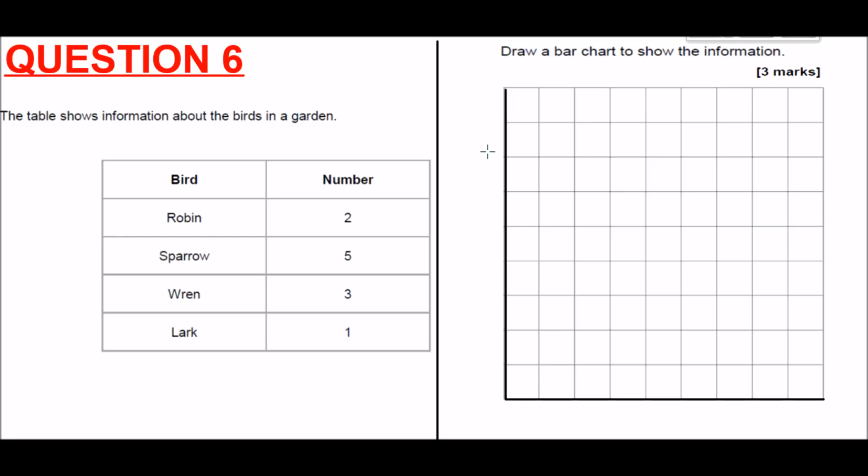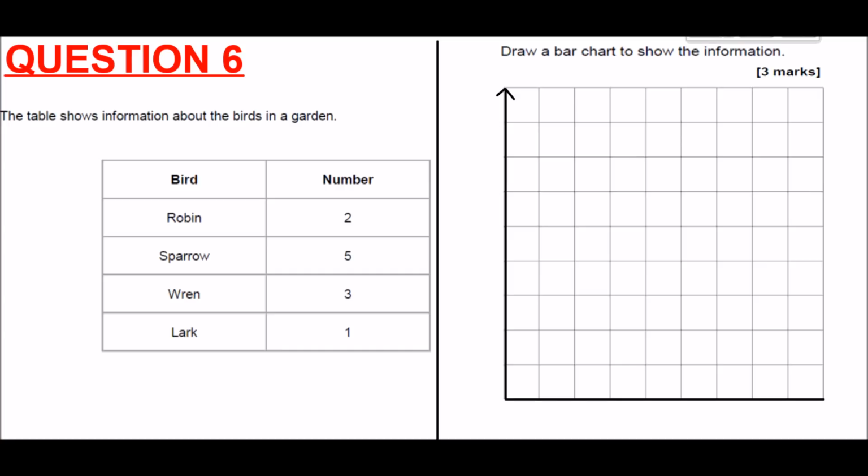Now the standard thing to do is to put frequency or totals on the y-axis and the things you're measuring going along on the x-axis. And so in this case, what we're wanting to be doing is the bars, which are the birds along x, and the height of the bars going up in y.